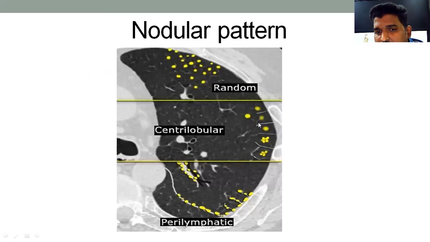If you consider this as a secondary lobule, the nodule is located exactly in the center of the lobule. That is a centrilobular nodule, either as a single nodule or a group of nodules. And second is perilymphatic, along the septa. You could see the nodules are distributed along the septa or along the bronchovascular bundle, that you call perilymphatic nodules. Each location gives you a clue as to what type of ILD you are dealing with.